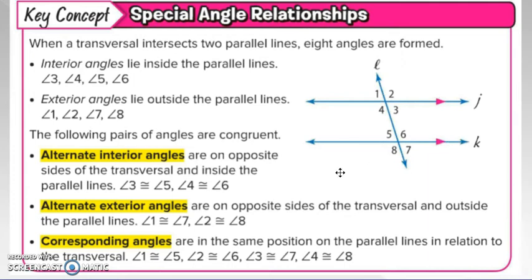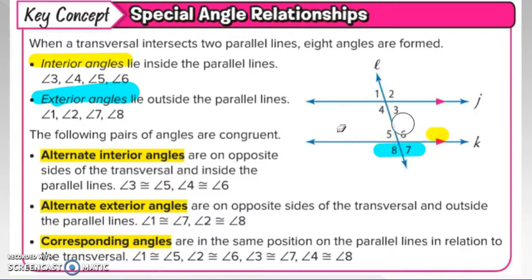There are 2 different sections to these lines. We have the interior, which will be these right here. So those are your interior angles. Your exterior angles are the ones that are on the outside. Since interior means inside, exterior means outside. Our exterior angles are 1, 2, 8, and 7. Our interior angles are 3, 4, 5, and 6.